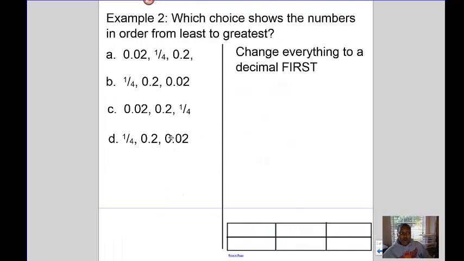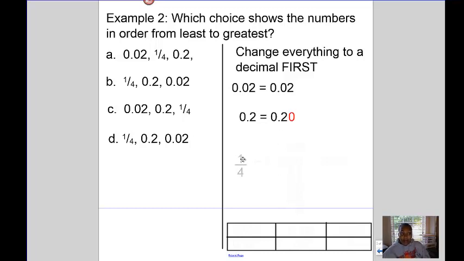So, another example. We want to know which choice shows the numbers in order from least to greatest. So they've given me these 3 different answer choices, and they've given me the same 3 numbers, but in different orders. So before I can go further, I need to change everything to a decimal, that way, if everything's in decimal form, it's easier to compare. So 0.02 was already in decimal form. I can leave it that way. 0.2 was actually already in decimal form, so I can leave it that way. But what I actually want to do is add a 0 behind the 2 so that they both go out to the 100th place. And then I have 2/100 and then 20/100.